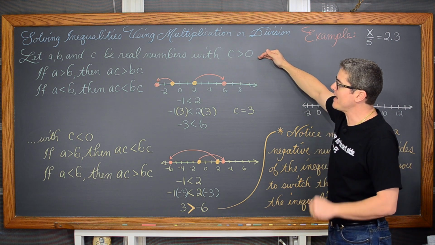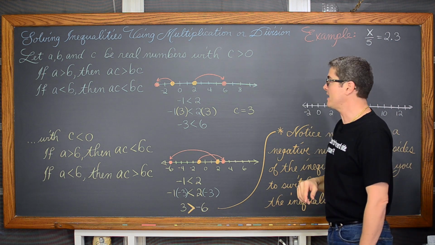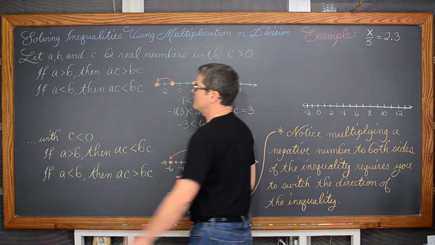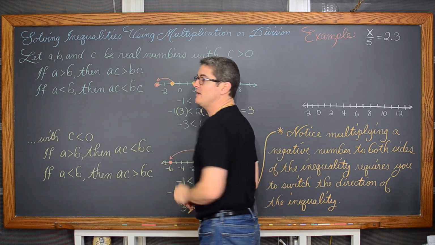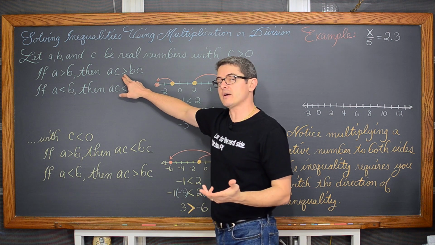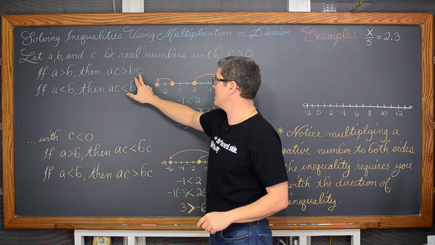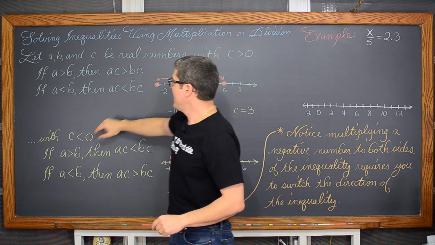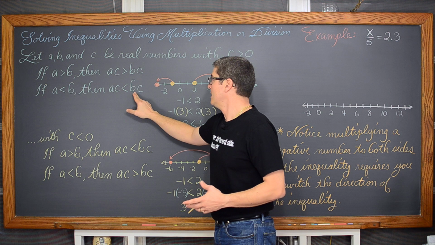So we're going to let A, B, and C be real numbers with C greater than 0. If you have A greater than B, then when you multiply both sides of that inequality, the inequality is not going to change direction. We're going to have A times C greater than B times C. And if A is less than B, then A times C is going to be less than B times C.